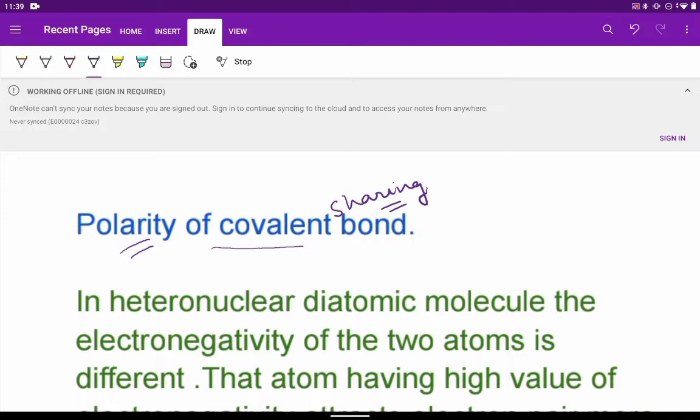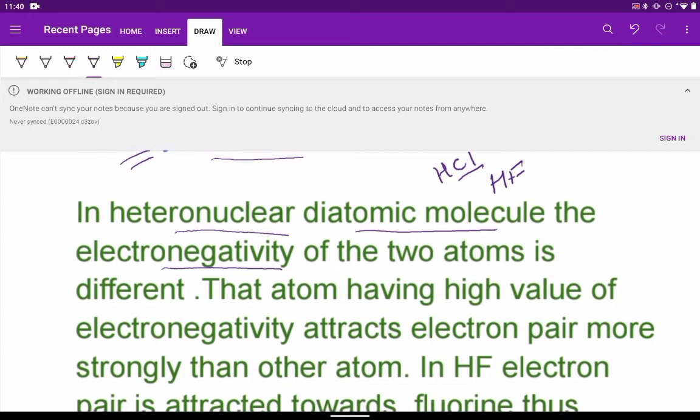In such case we call it a heteronuclear diatomic molecule like HCl, hydrogen chloride or HF. So if both the atoms are different, that is if they are heteronuclear, in that case what happens, the electronegativity of the two atoms is not the same. As a result, the shared pair will be attracted more by the electronegative atom.